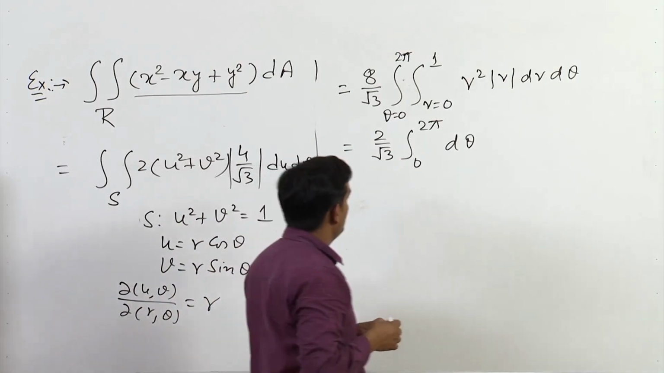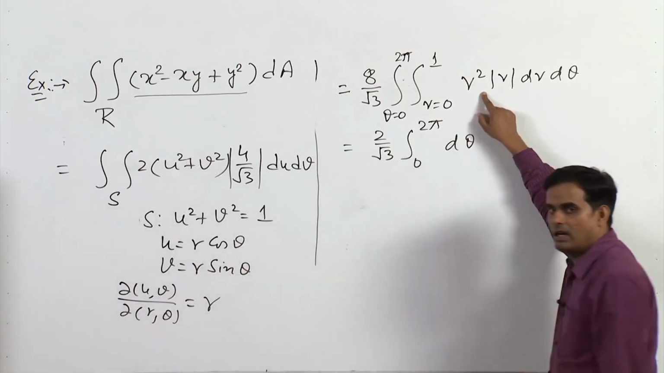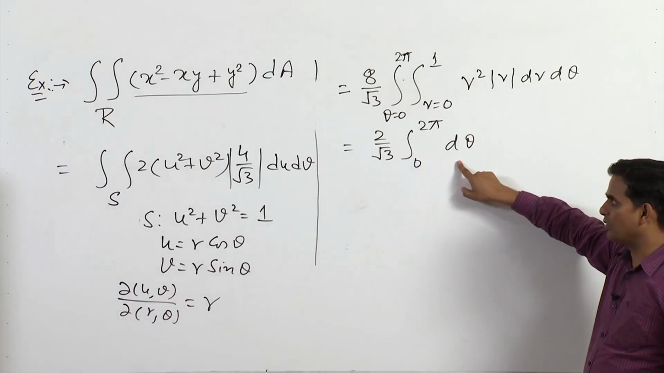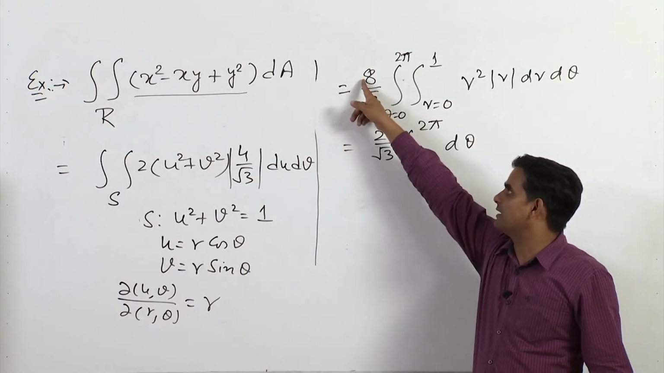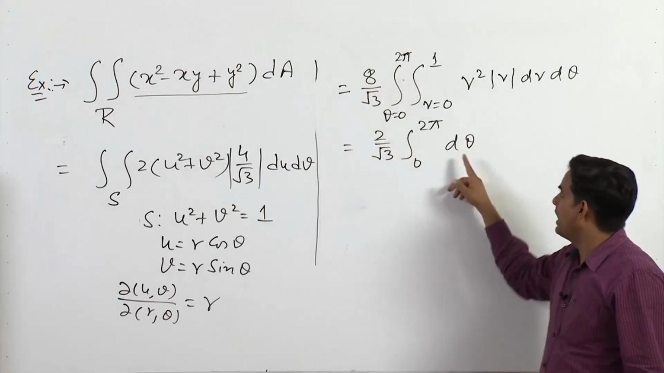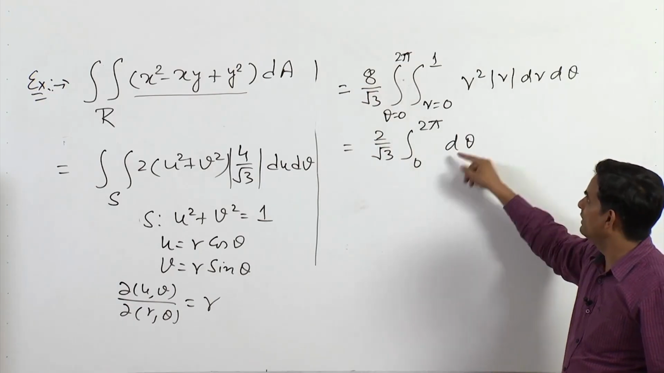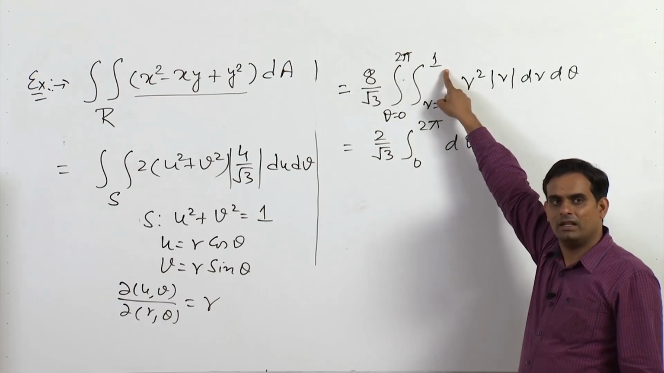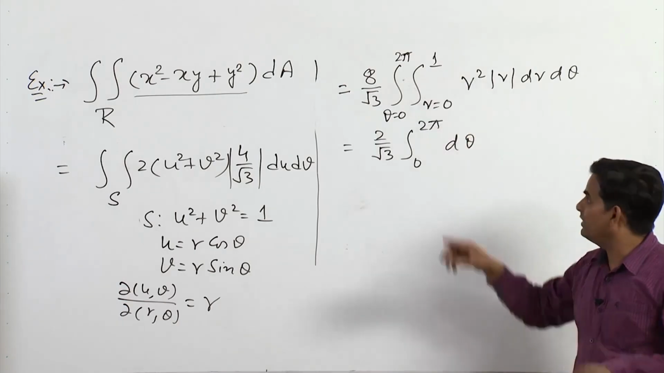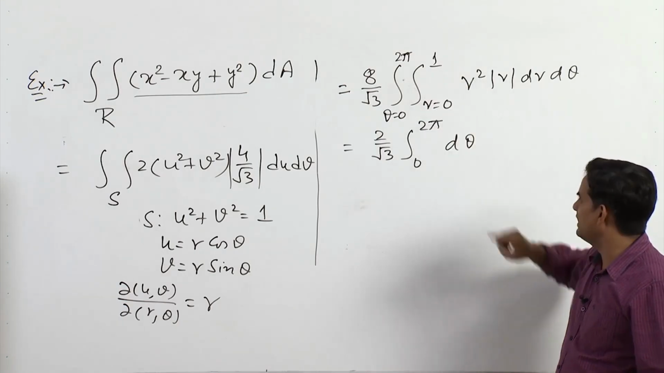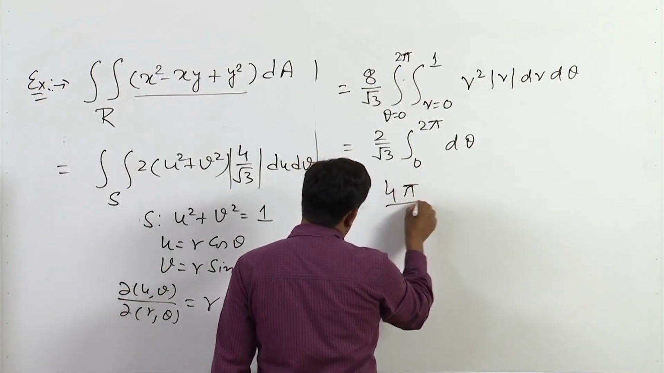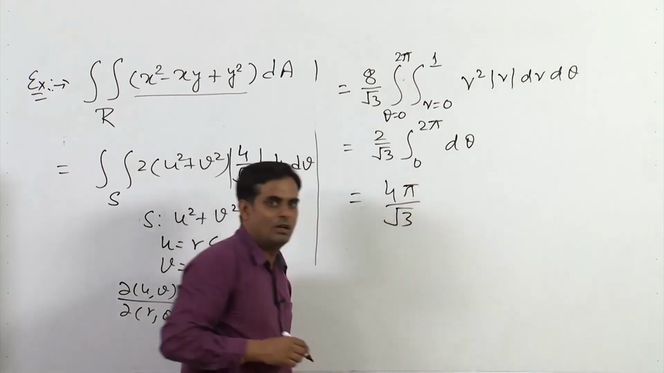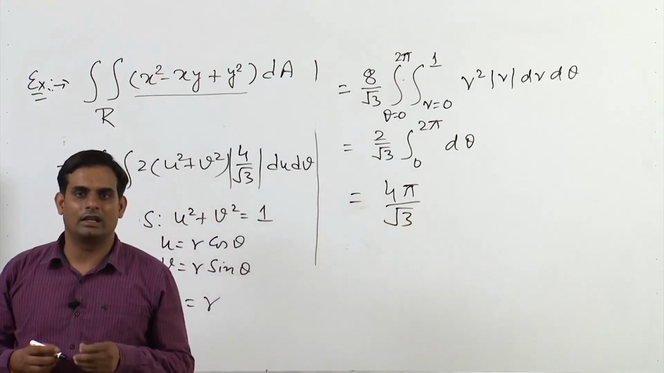Because r cube will become r to the power 4 upon 4. So I have adjusted 4 here; earlier it was 8, now it is 2. R to the power 4, when you substitute the limits, when you put 1 it will become 1, when 0 it will become 0. So it is simply theta. So basically it will be 4 pi over root 3.